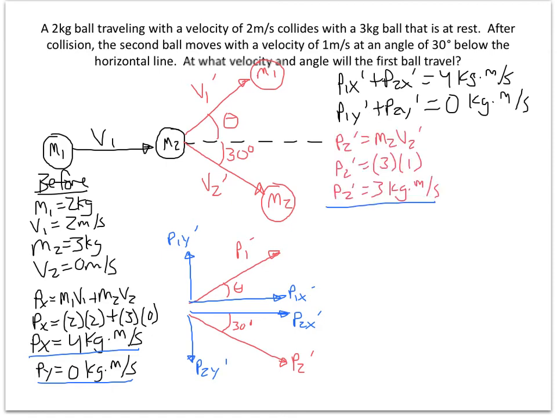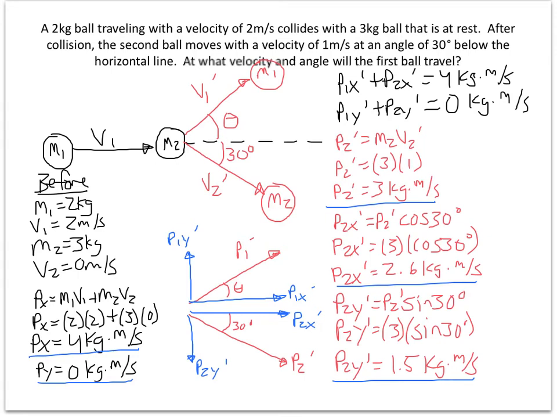And its momentum, since it's a 3 kilogram object times 1 meter per second, is 3 kilogram meters per second. So that's the momentum of this second object. Now with the 30-degree angle, we can break it apart into its two components. So the x component, which is p2x prime equals p2 prime cosine 30, comes out to be 2.6 kilogram meters per second. The y component comes out to be 1.5 kilogram meters per second.